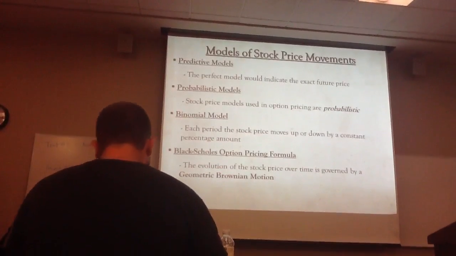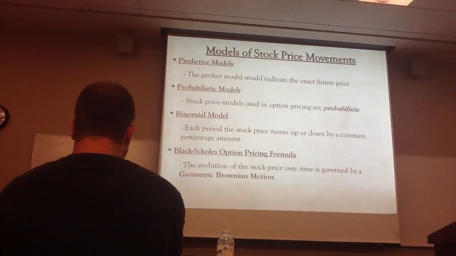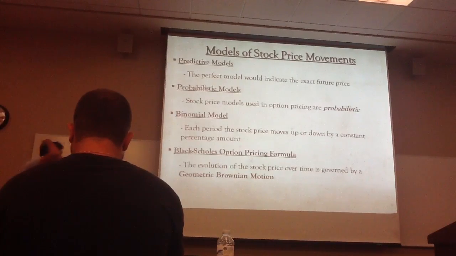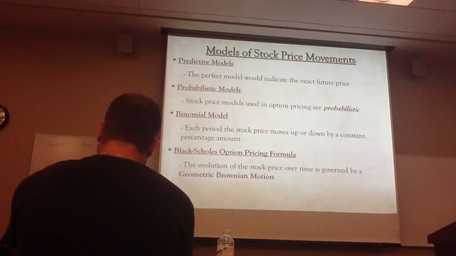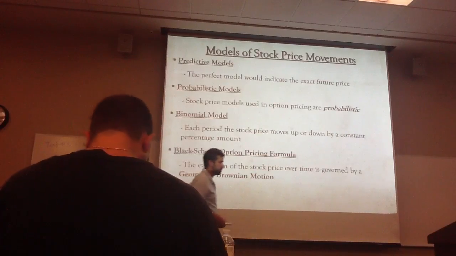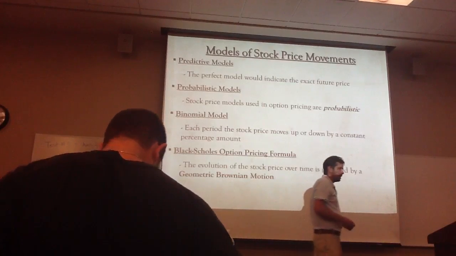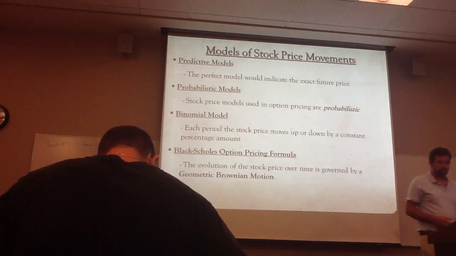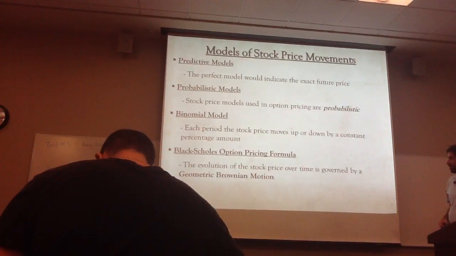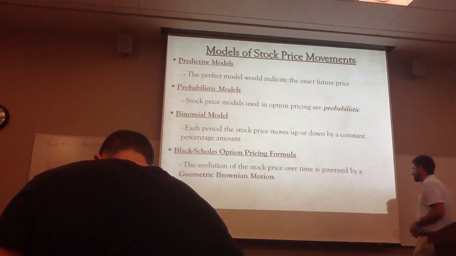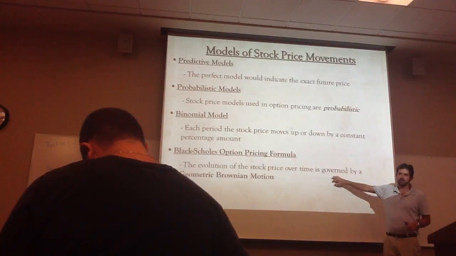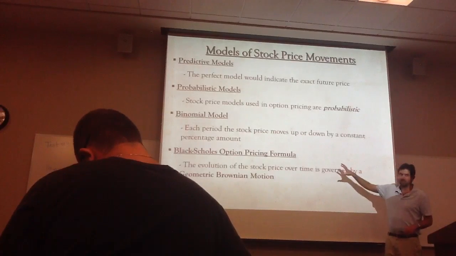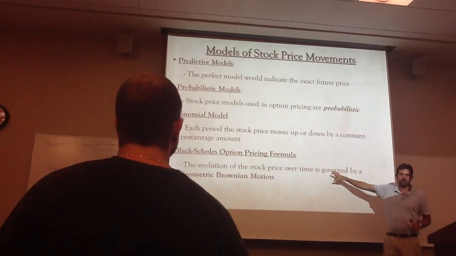Binomial model, what we've been looking at up until this point, with binomial trees. Only 2 outcomes are possible, and in each outcome, the stock either moves up or it moves down by some constant amount or some percentage amount that we've been working with. The Black-Scholes, in all of its wisdom, says that the evolution of a stock price over time is governed by geometric Brownian motion. And since most of you are business majors, I wouldn't expect that you actually knew what geometric Brownian motion is. I didn't.